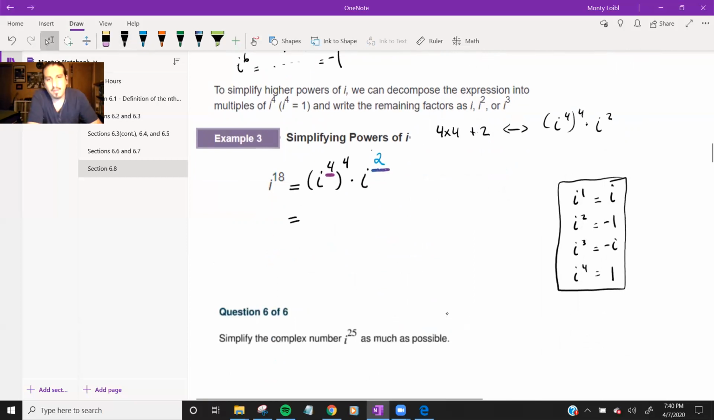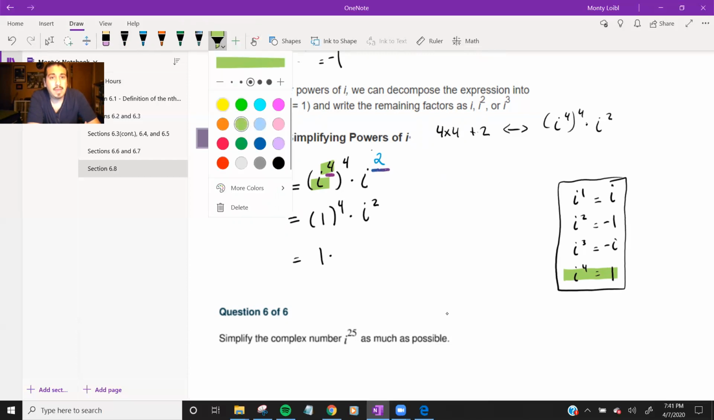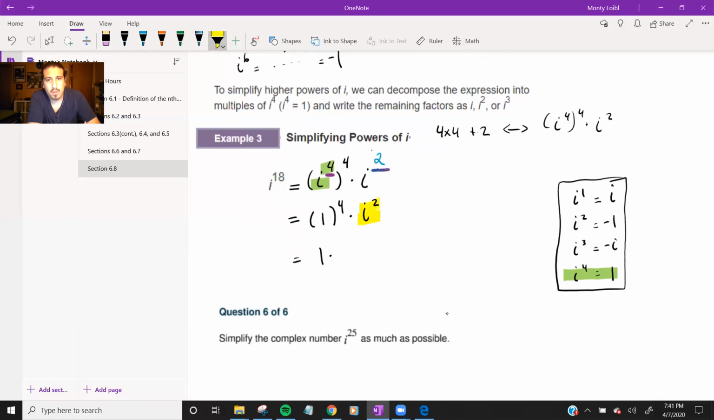Right, so i to the fourth is 1, and it comes from this property here. So that now is 1 raised to the fourth power times i squared. Anything, or 1 to any power, is going to be 1. Now i squared, on the other hand, is going to be -1, right? And that comes from that property there. So what we end up with here is -1. So i to the 18th power is -1.